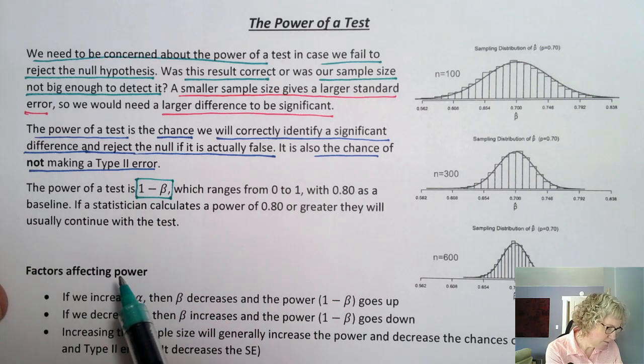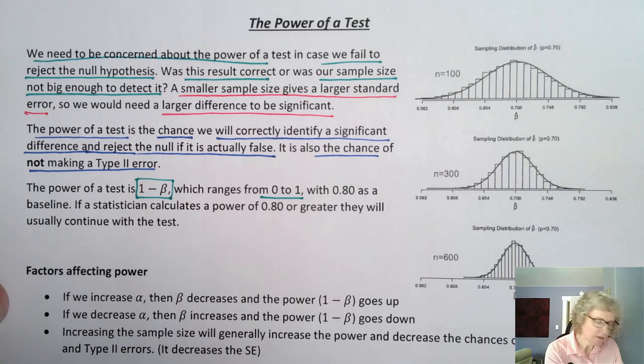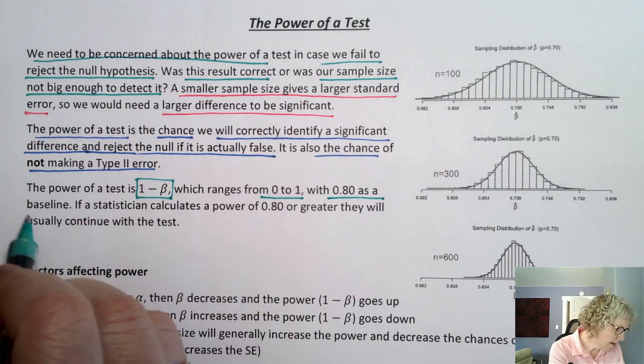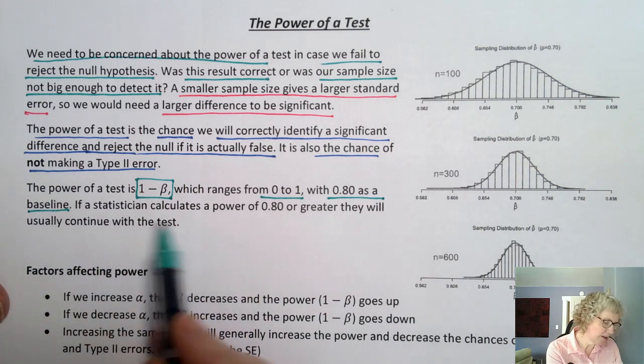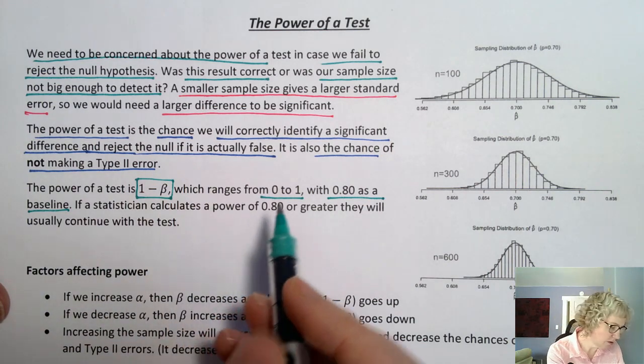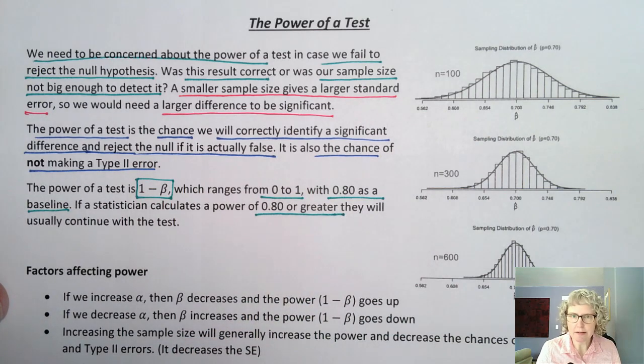the chance of not making a type 2 error is our power, okay? Now the power can go from 0 to 1, since it's a probability, and 80% or 0.8 is a good baseline. So if a statistician calculates a power of 0.80 or greater, they'll usually continue with the test, okay?